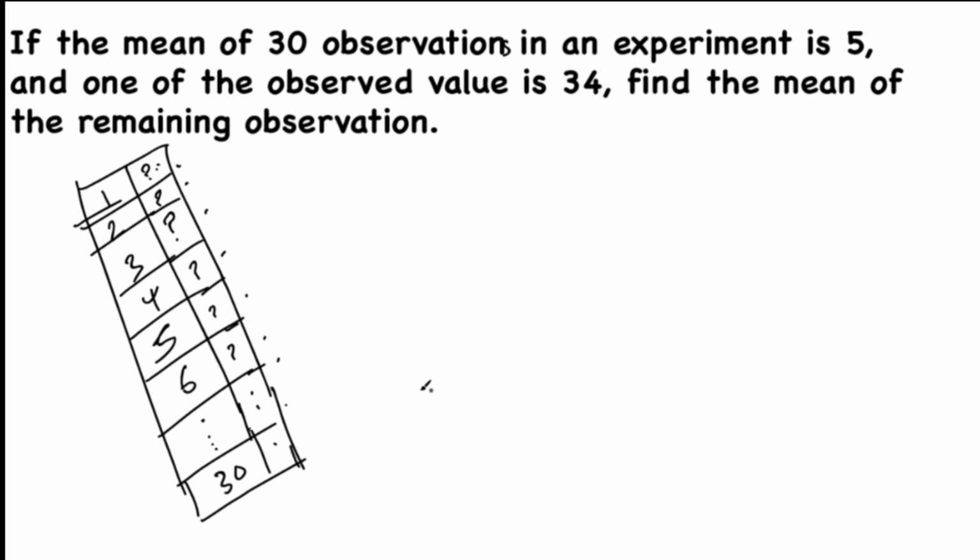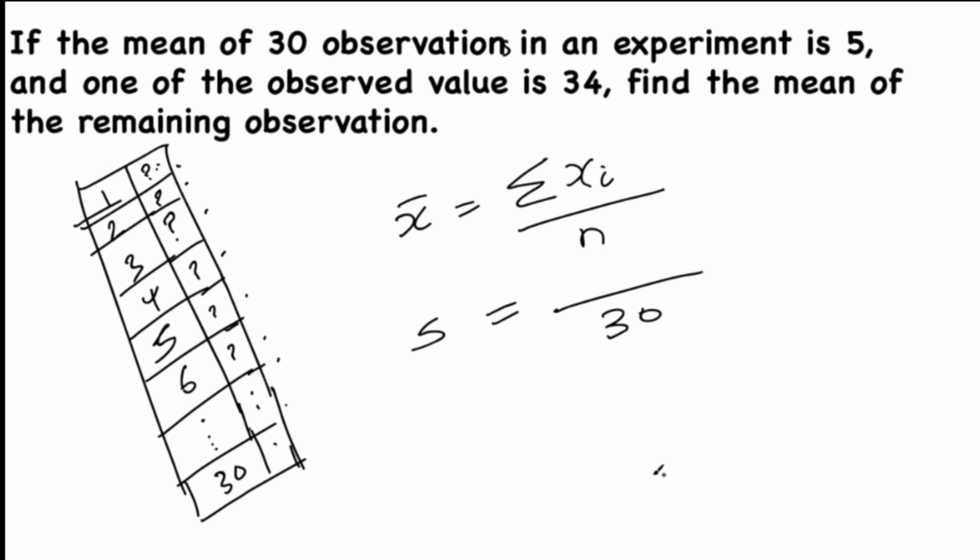So let's look at it like this: the mean equals the summation of all the items over the number of items. Now he's giving us the mean as 5. He's also giving us that the number of observations was 30. But this summation, he never gave us the answer. So let's say let the summation equal y. So let's put y here. So how do we find the summation of all these values?